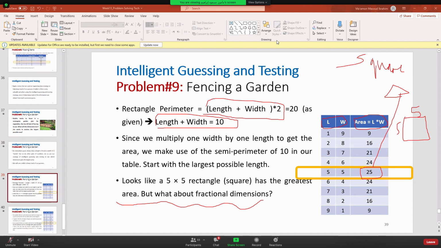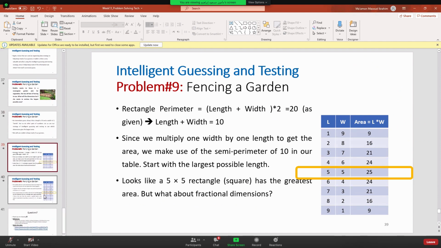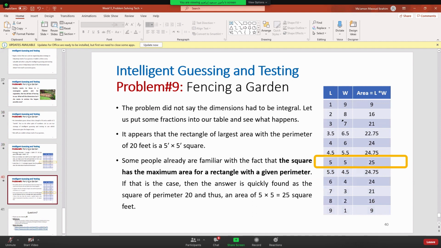Now, in the other slide we have also tried other numbers. We have used some decimal numbers, whatever. Also 5 will be the greatest. It will enclose or cover the largest area here, which is 5 by 5.